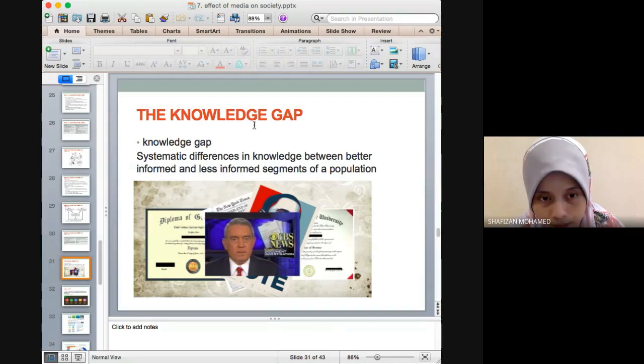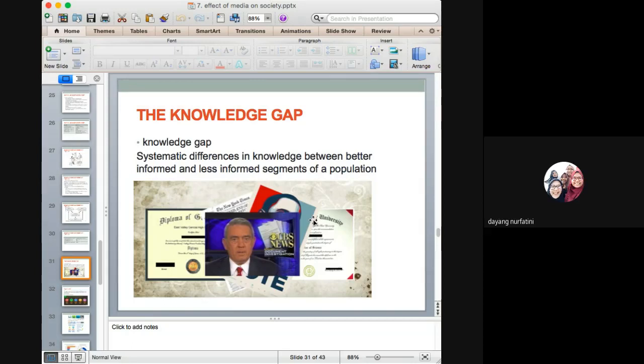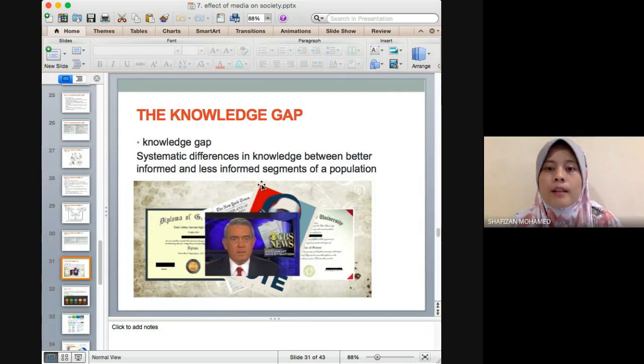Can you understand? So who's knowledgeable? People who have more access to the media. Can you follow? More information. Imagine a house with television and a house without television. Which household will get more information? The household with television. Yes, all right. Can you understand knowledge gap?